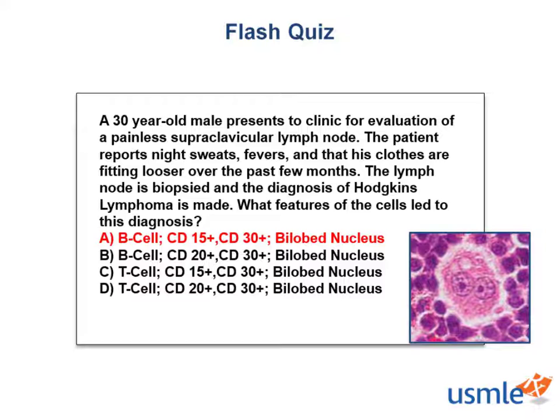Notably, Reed-Sternberg cells are negative or do not have traditional B cell markers like CD19, 20, and 21. It's a malignant B cell after all, so it doesn't have these normal B cell markers. Make sure you can recognize this cell on test day and know the CD15 and CD30 positivity that characterize it.